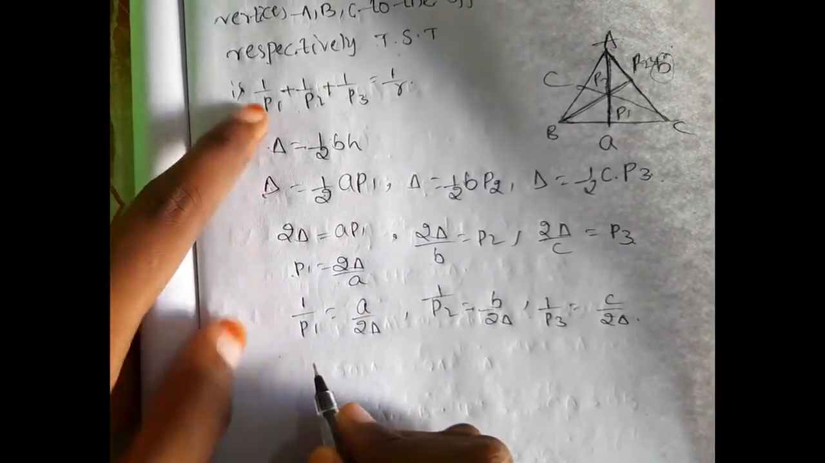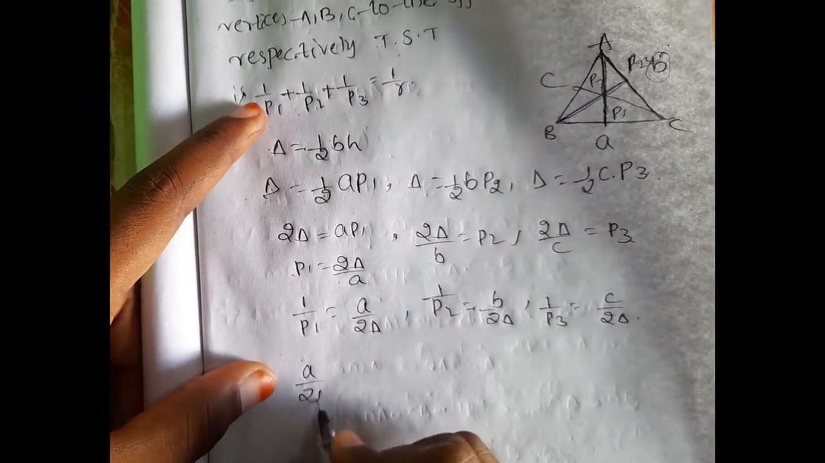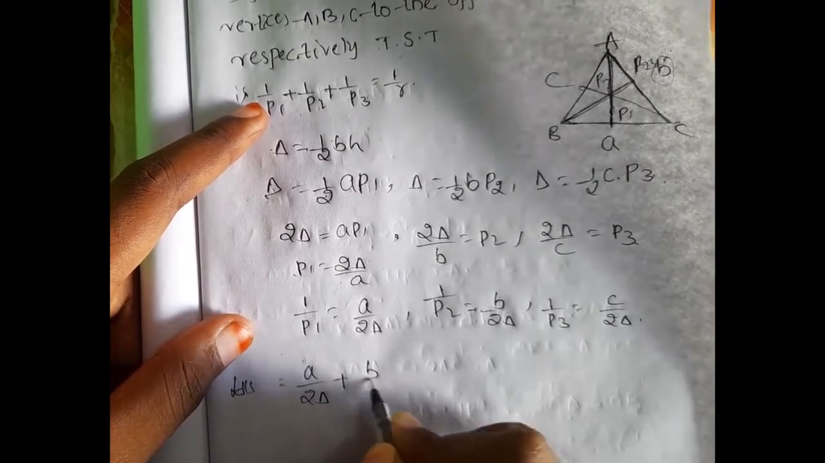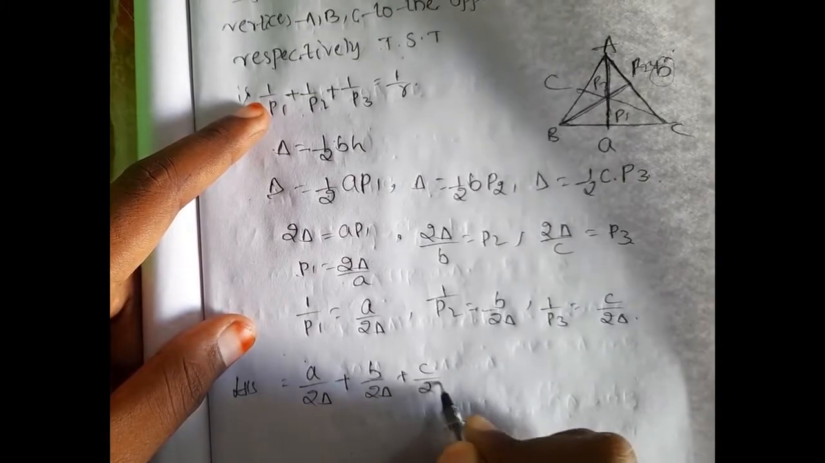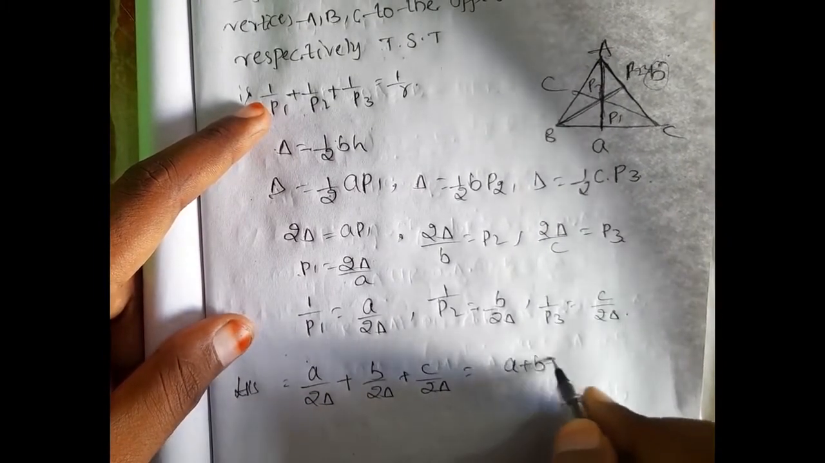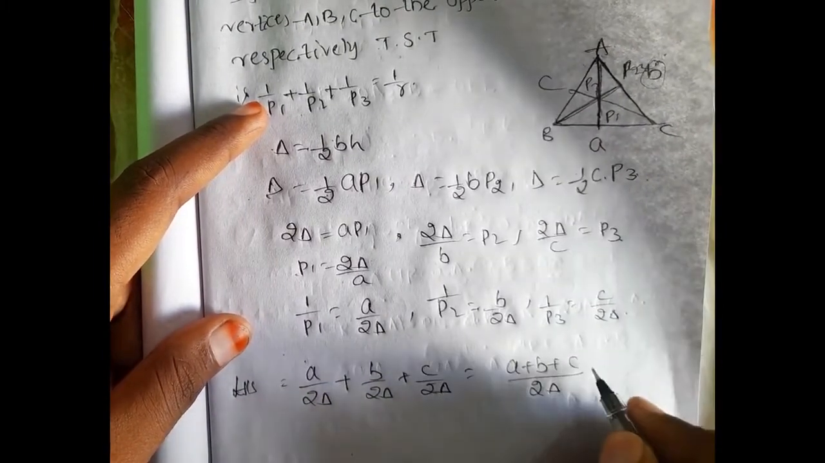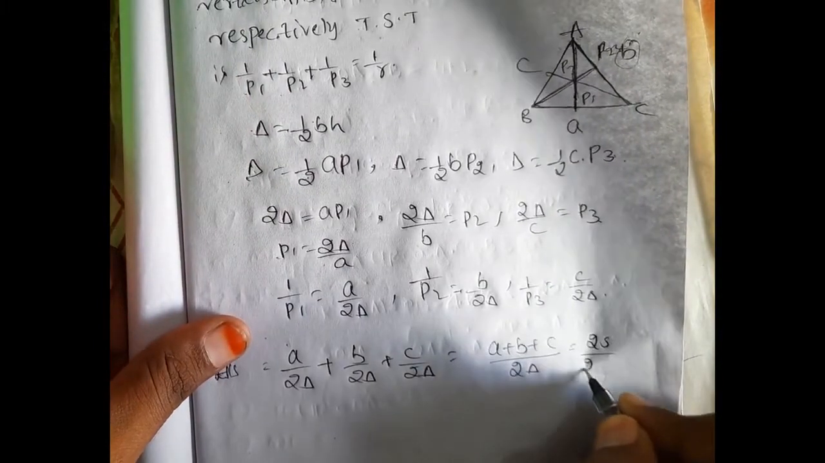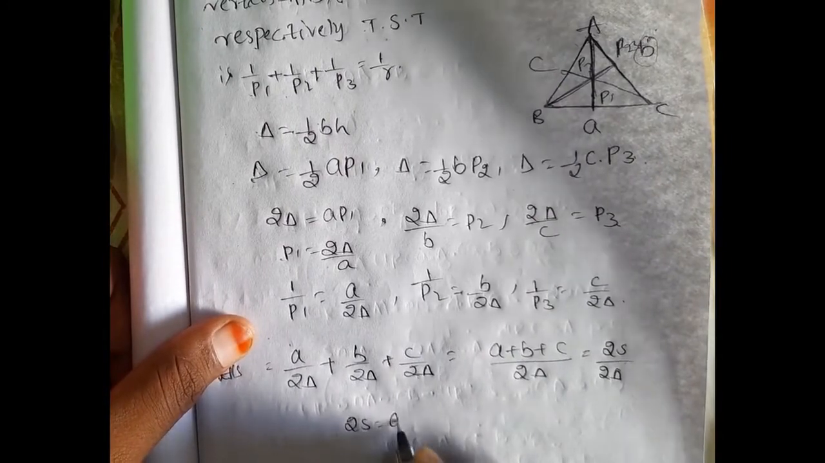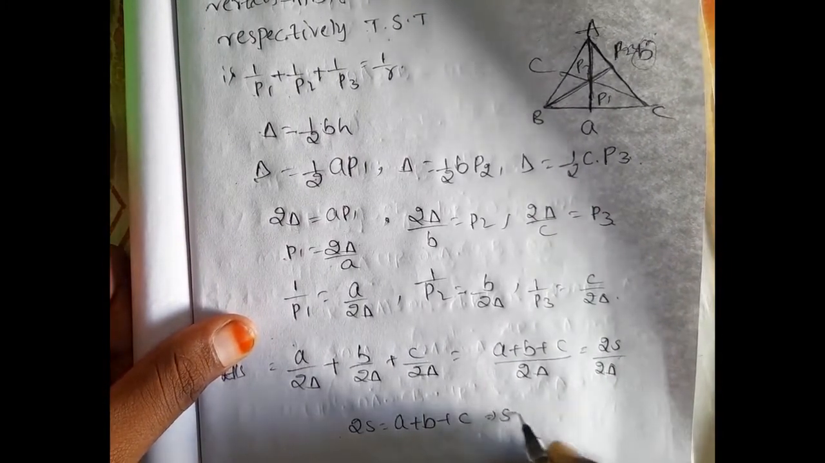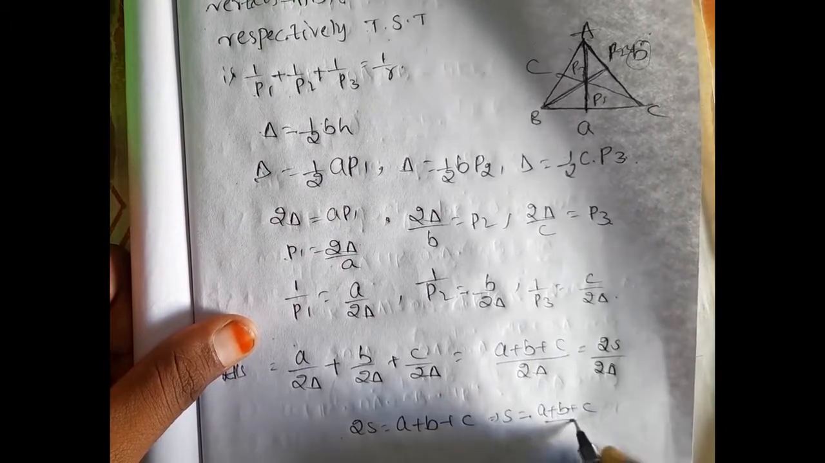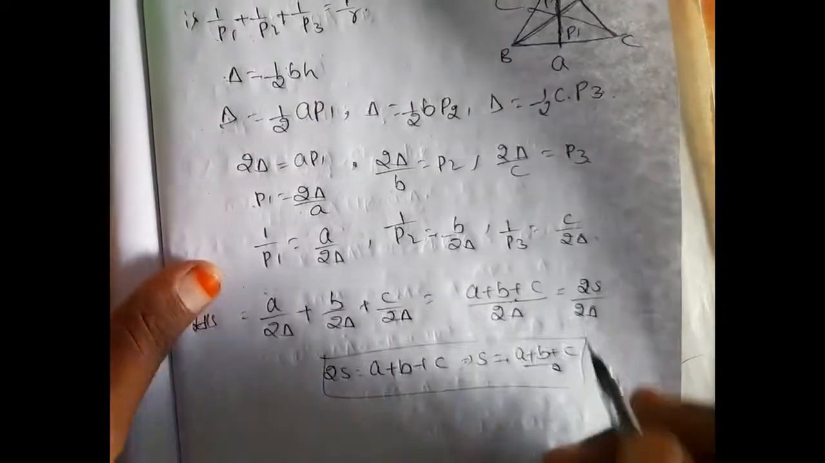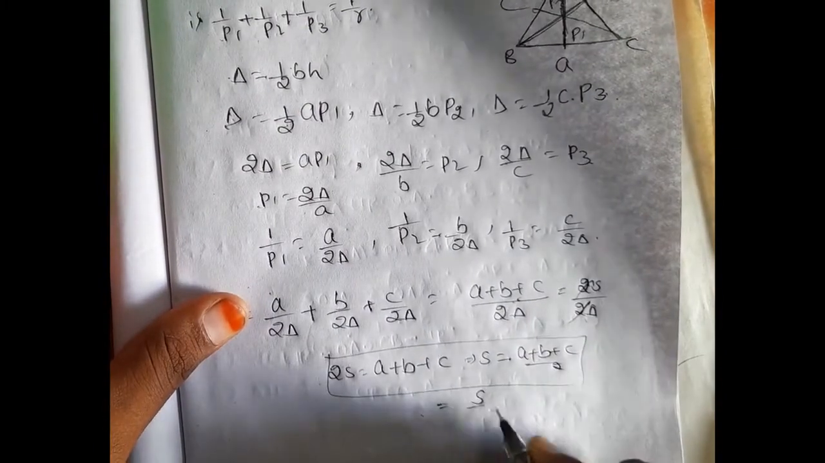And now substituting in this, considering LHS, A by 2 delta plus B by 2 delta plus C by 2 delta equals A plus B plus C by 2 delta. Now what is A plus B plus C? It is the perimeter. 2S equals A plus B plus C, like S equals A plus B plus C by 2. I think you are aware of these formulas. So 2S by 2 delta, now it is S by delta.